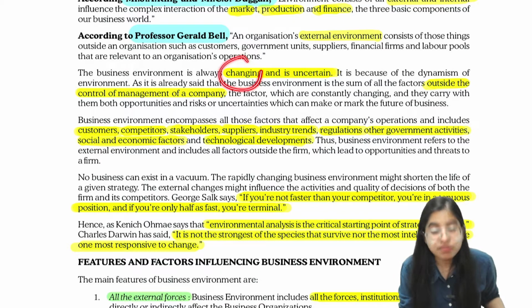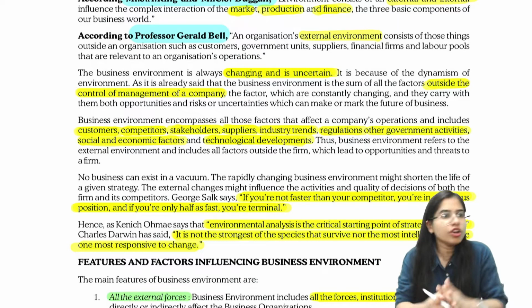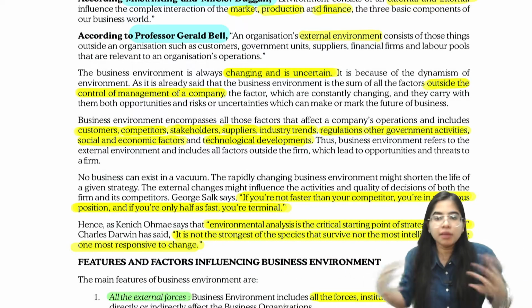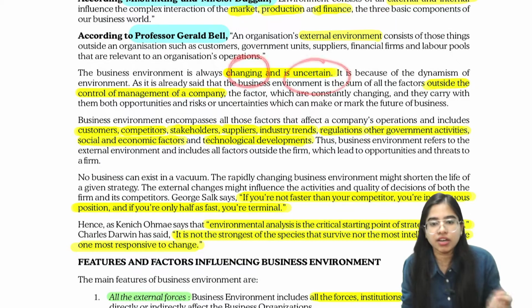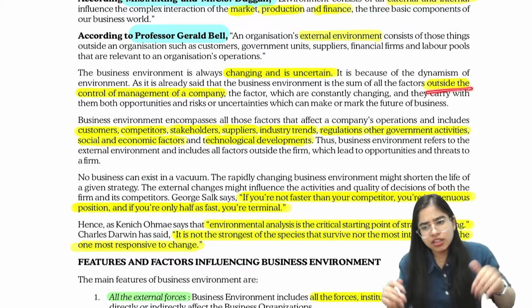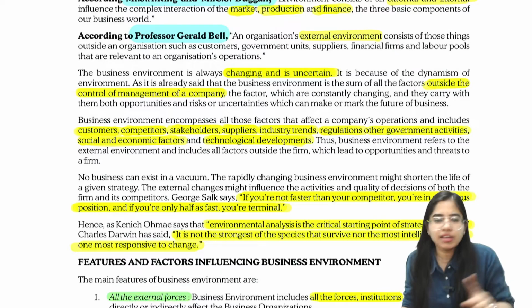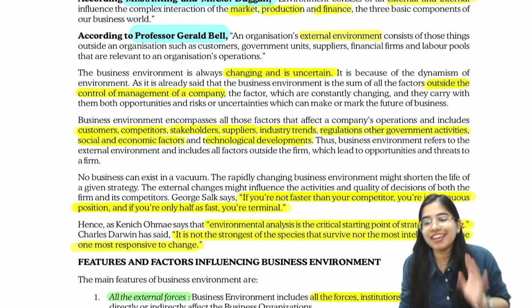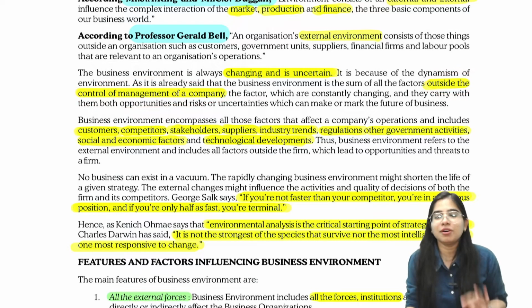So the environment is very changing and uncertain, which means you cannot predict what will happen in the next one year. Anything can happen, it's very unpredictable. You did not know that COVID would come. So the environment is changing and uncertain, and it is outside the control of management. I have already told you that if the government bans liquor, it is not in Uday's control, even if he has a liquor shop. So it is outside the control of the management of the company.